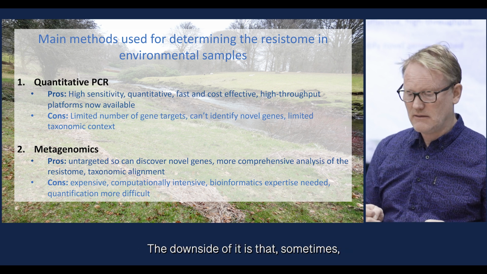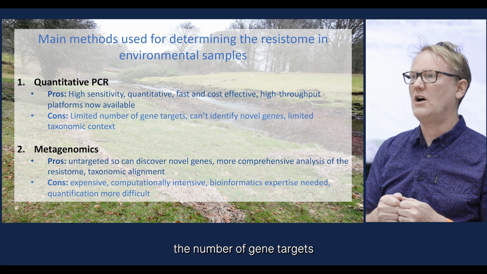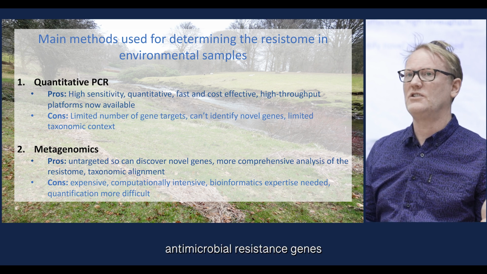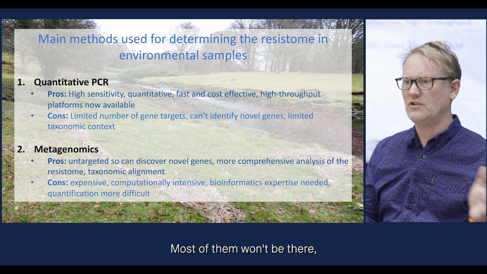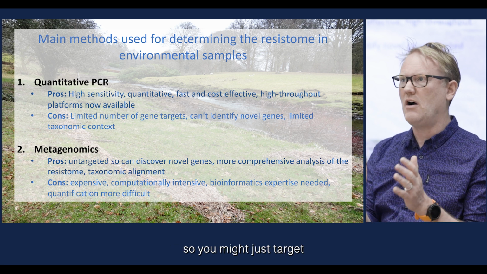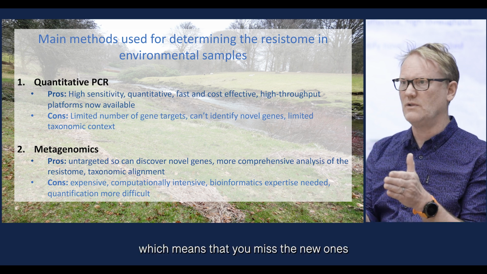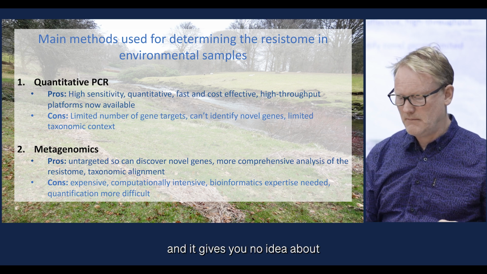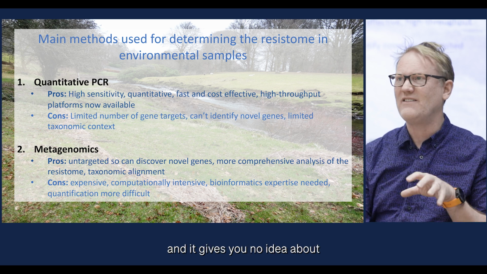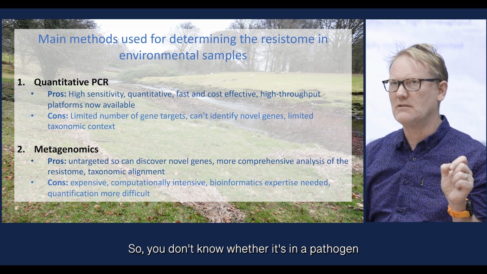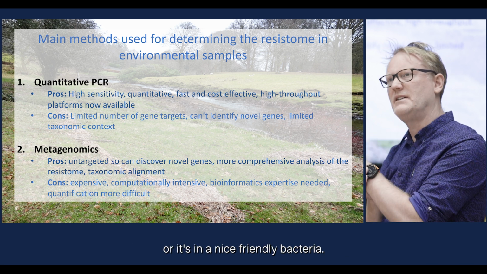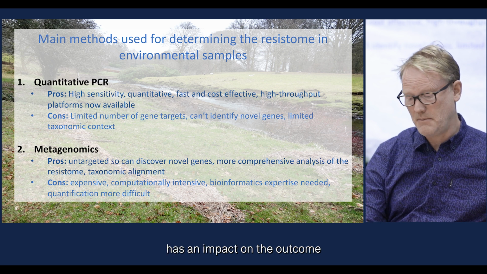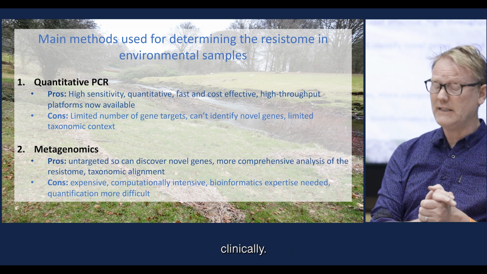The downside is the number of gene targets that you can do. There may be 800 antimicrobial resistance genes that you might want to measure, most of them won't be there, so you might just target the most important ones, which means that you miss the new ones coming into the system. And it gives you no idea about which organisms have the genes. So you don't know whether it's in a pathogen or in a nice friendly bacteria, and that obviously has an impact on the outcome clinically.